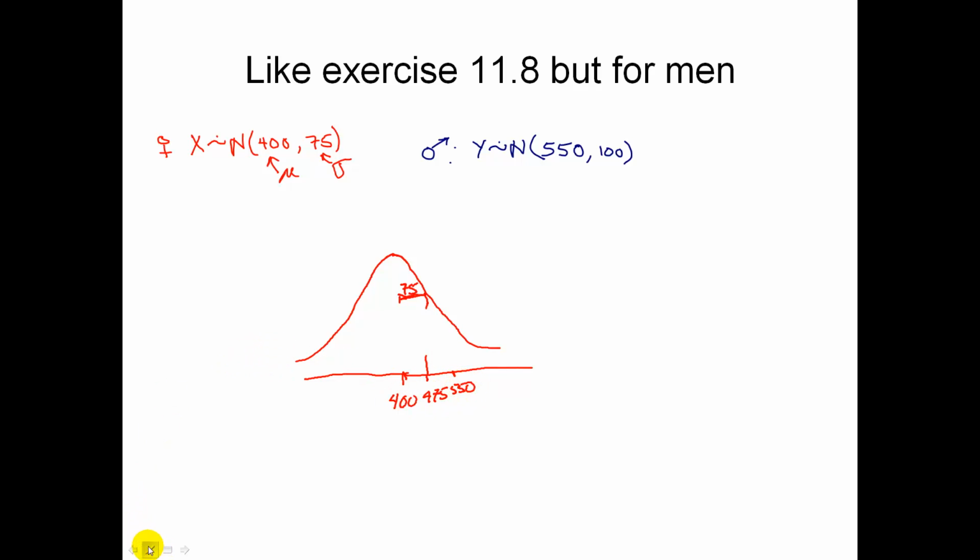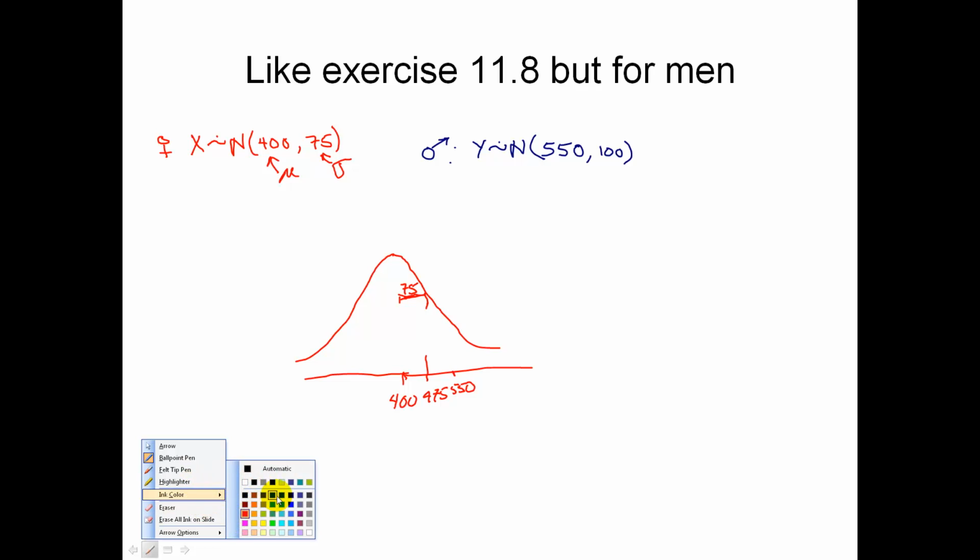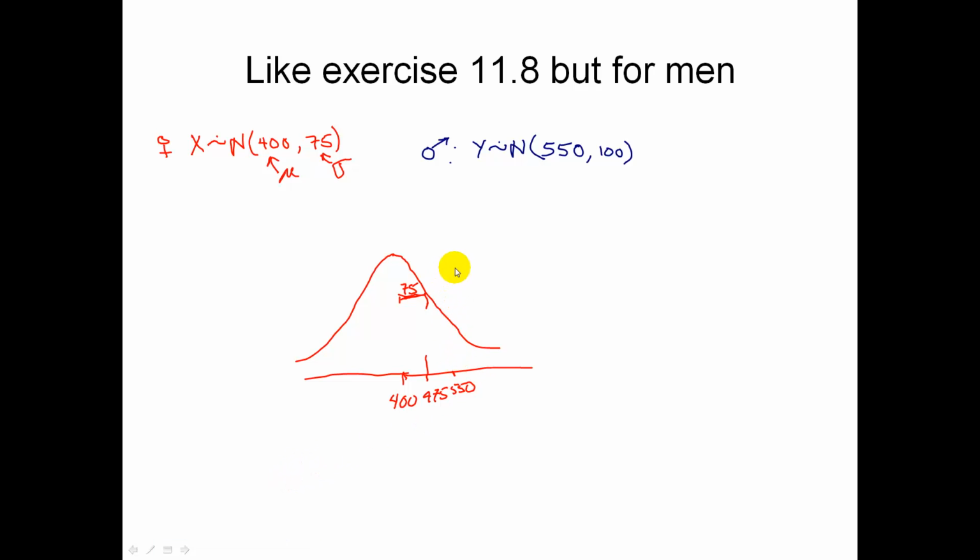Now in comparison, men have a mean of 550, so let's go back to the blue color. Their curve is a little wider because it has a bigger standard deviation. It's going to be very hard to do that accurately, but we know for sure it's to the right. And once again, this is a terrible normal curve, but I'm not very good at this yet.